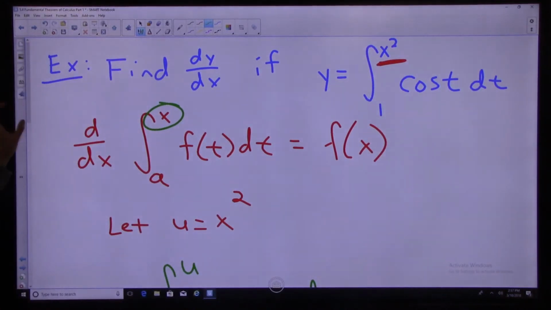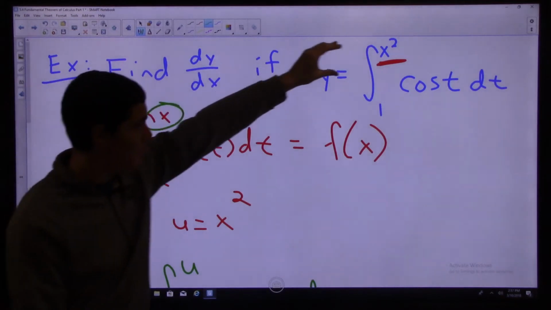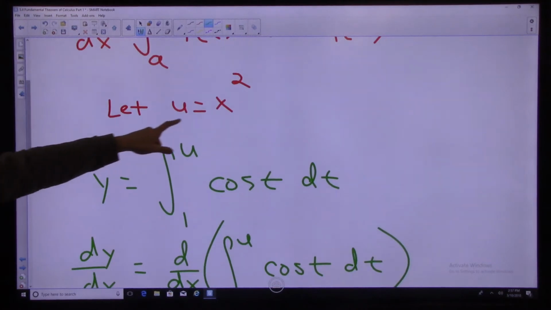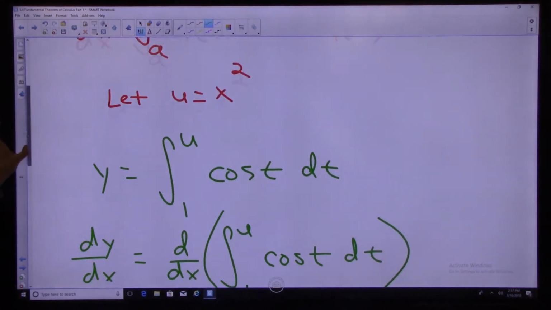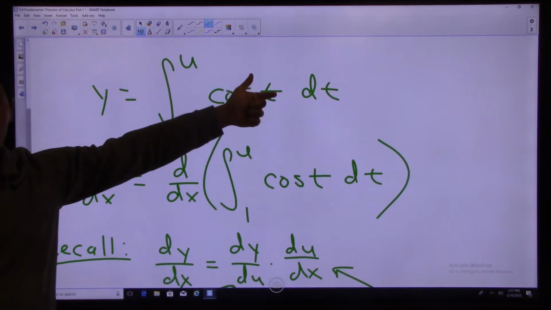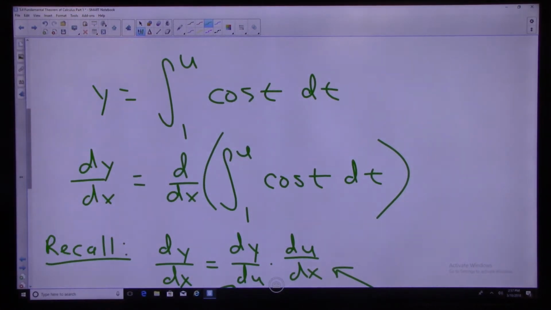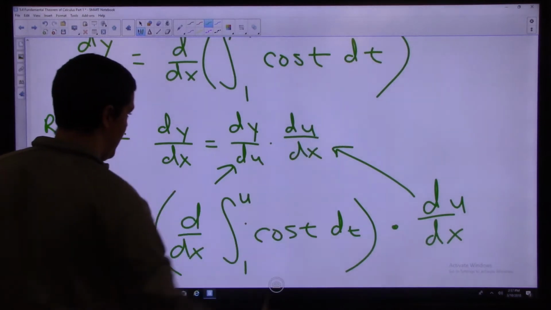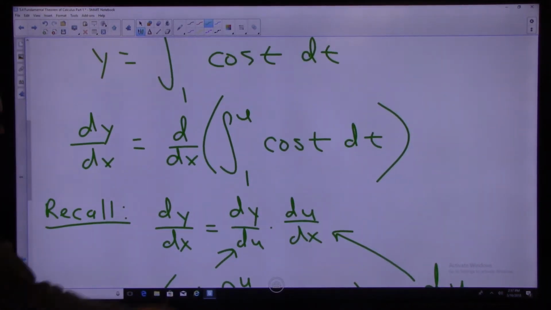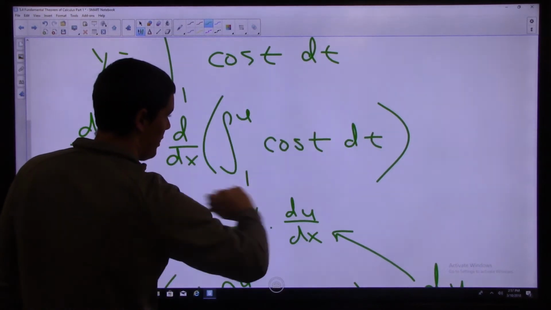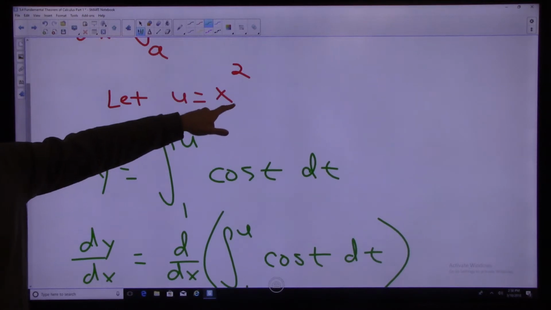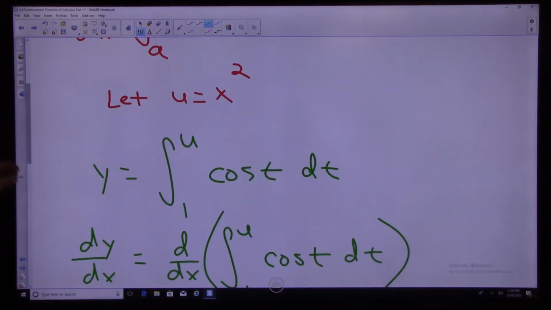Okay? So what I did is replace whatever you have in your upper limit of integration with a u. Let that be equal to u. Okay? If you do that, then you can apply the fundamental theorem of calculus. But you have to account for the chain that you just made. So, in order to use the chain rule here, we always take the derivative of the outside times the derivative of the inside function. Okay? So, if this is the derivative dy over du, this whole thing would be dy over du. And then we need to multiply by the derivative of the inside. Well, the derivative of u is 2x. Okay? So that would be the derivative there.